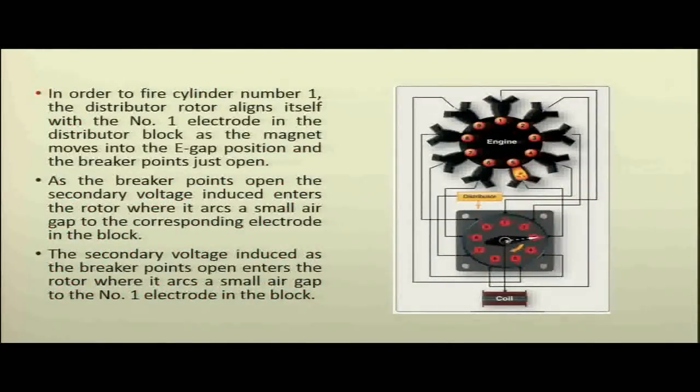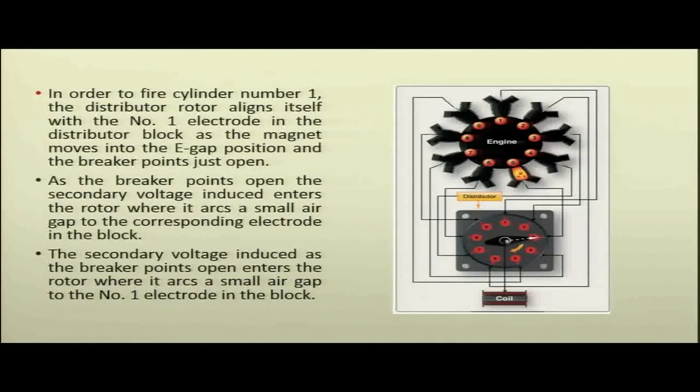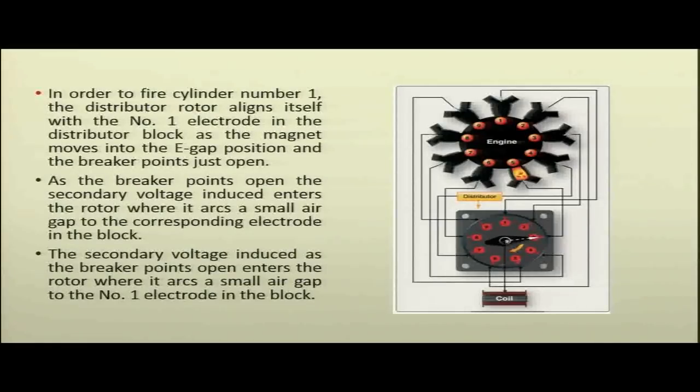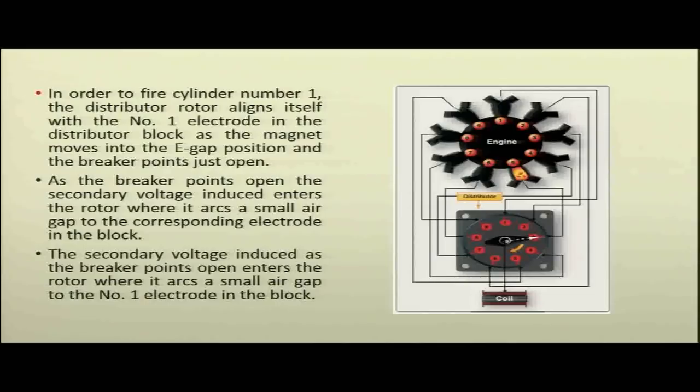Now, coming to this distributor, you can see that you have an engine with 9 cylinders, and here you have a distributor with numbers up to 9. In order to fire cylinder number 1, the distributor rotor aligns itself with the number 1 electrode in the distributor block.